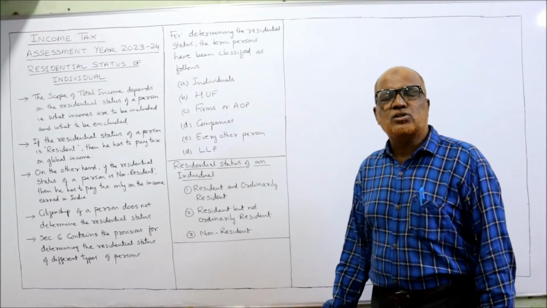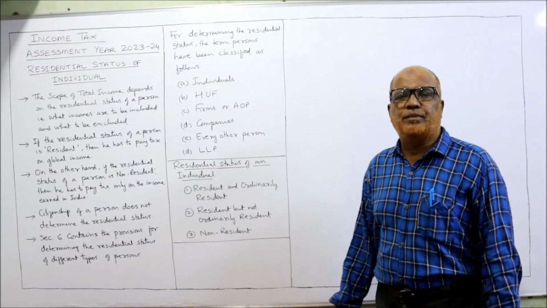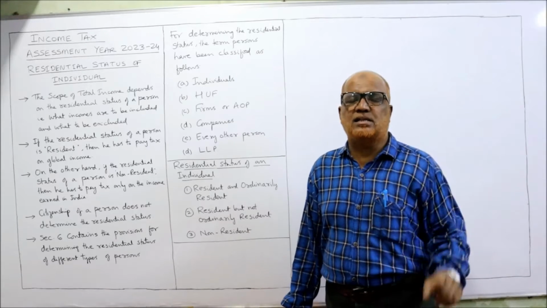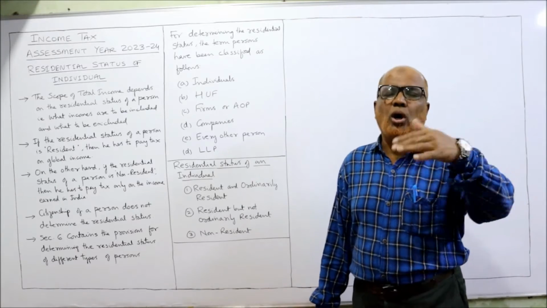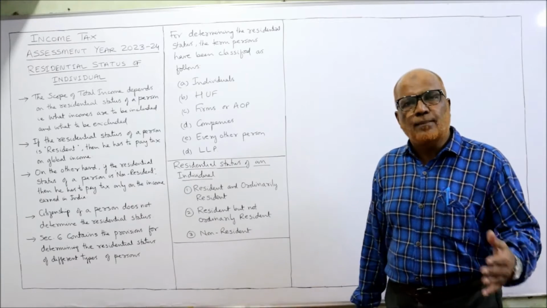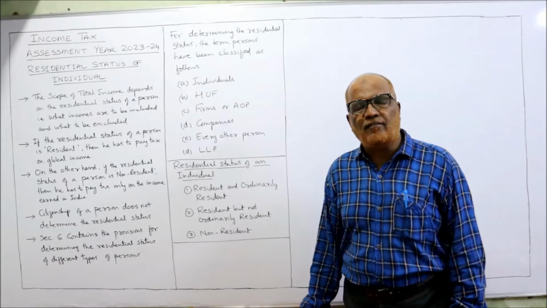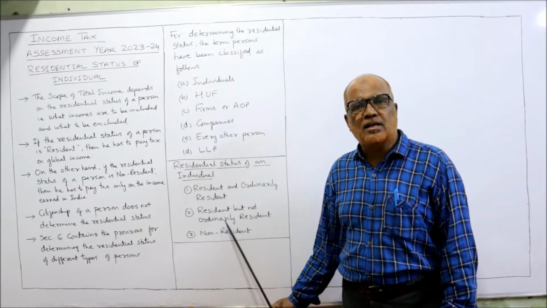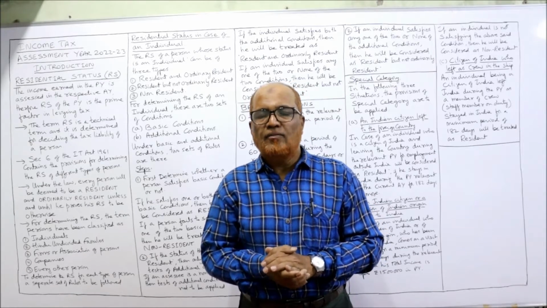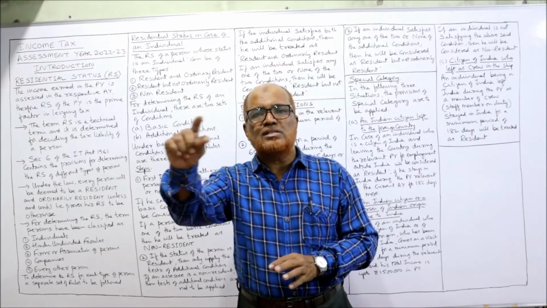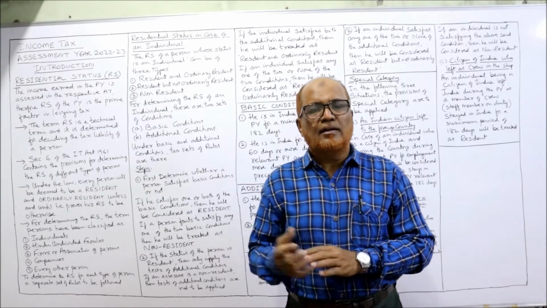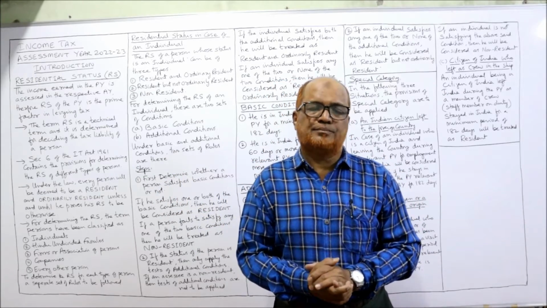So for determining the residential status of an individual, we have three types of individuals. The first type of individual, resident and ordinarily resident. Second, resident but not ordinarily resident. And third one is non-resident. So how to find out that? In this video, I have explained in detail how to determine the residential status of individuals. Very often in examination they will ask what are the provisions under the Income Tax Act regarding residential status. So before explaining in detail, take a screenshot of the points which I have written on the board.